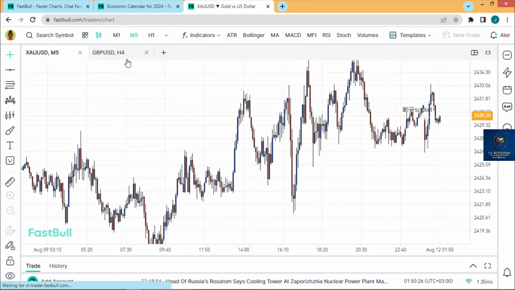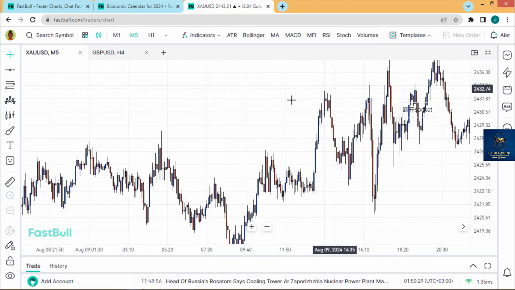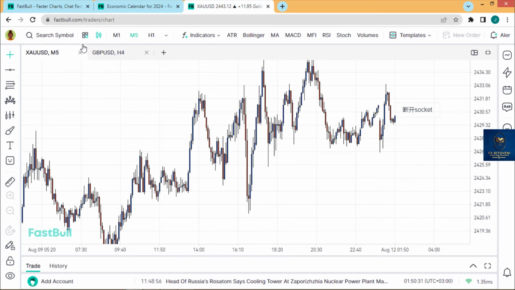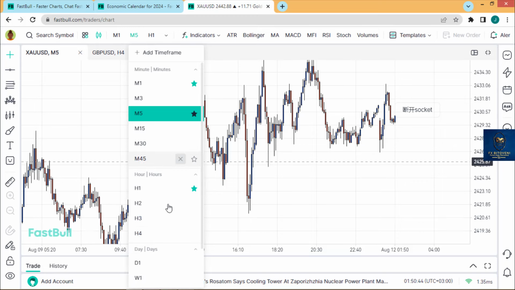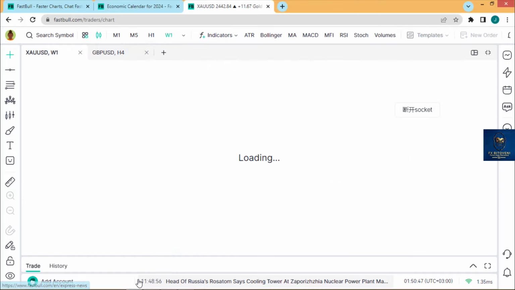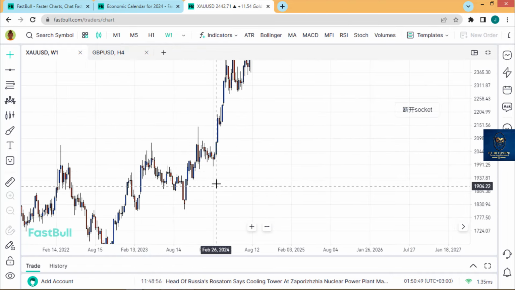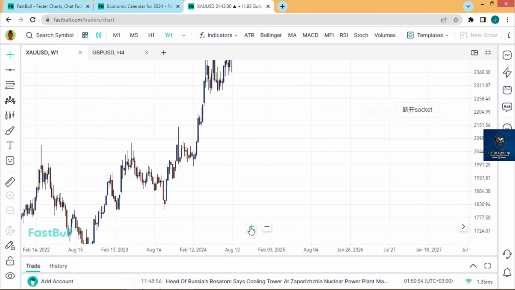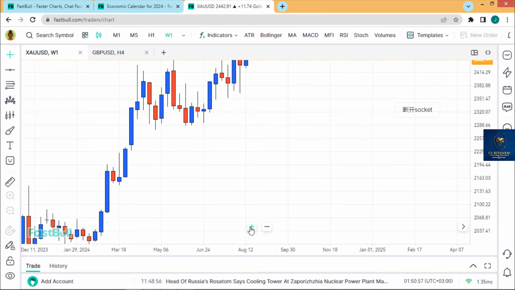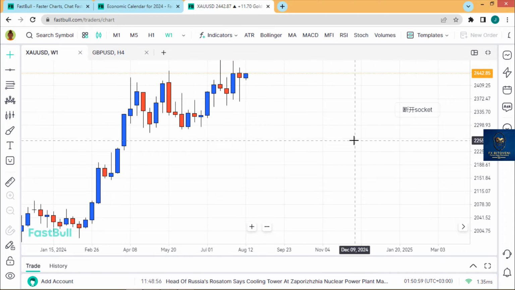So here is your pair. Assume that I'm on gold, and I want to check direction of gold, where market is heading to. Let's assume that I have chosen weekly as my direction. I'm going to trade weekly direction, for example. So where is support and resistance here?